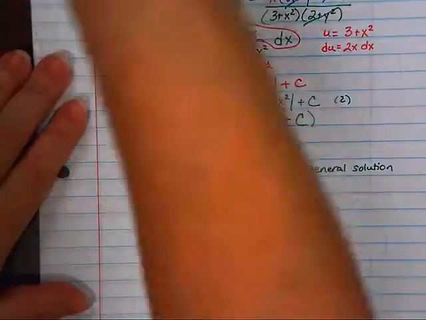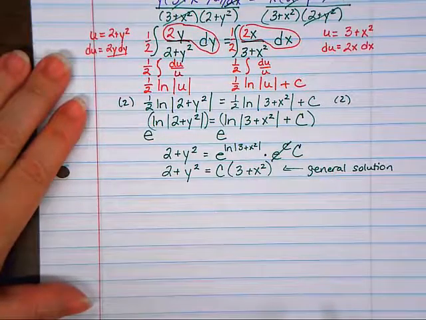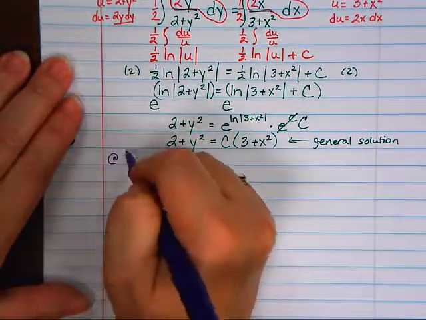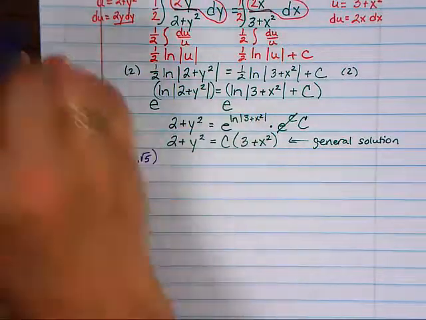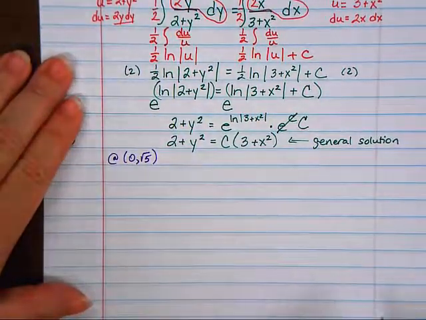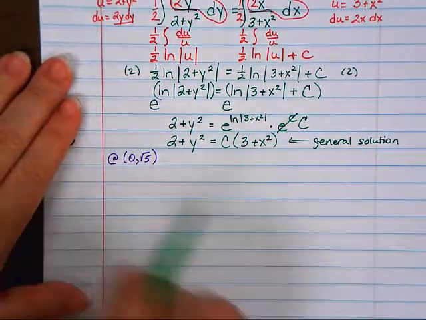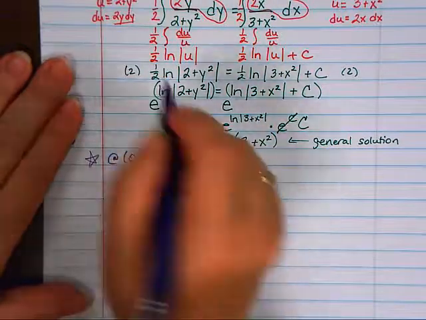Now, we're going to go a step farther. We're going to go ahead and do a particular solution because I need to make a point on this problem. We're going to say at the point 0, comma, the square root of 5, I want to find the particular solution. So I'm going to kind of put a big star here because that's where I'm starting the second part of this.